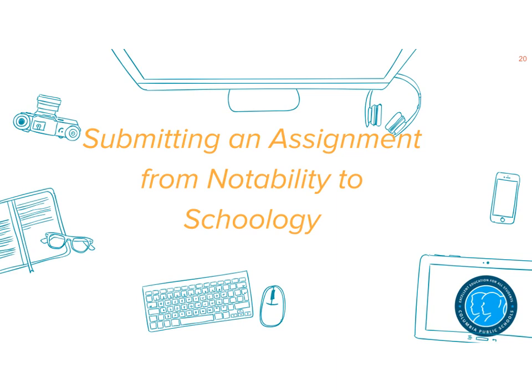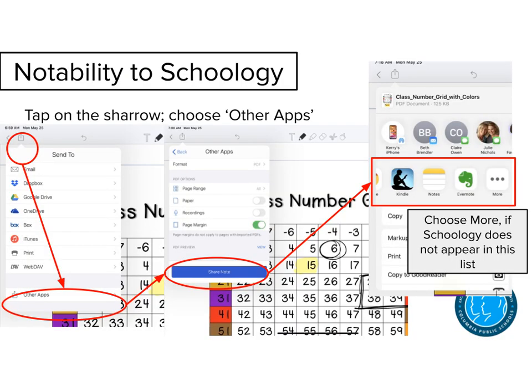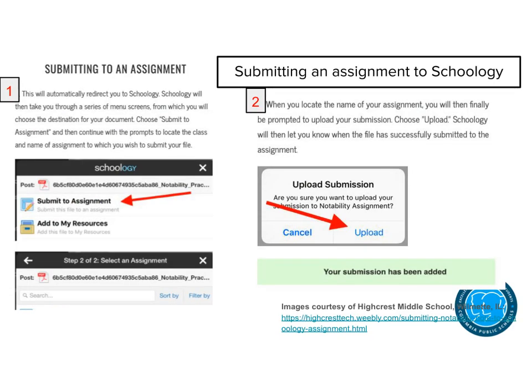Okay, once you have filled out your note in Notability, you're going to want to submit that assignment to Schoology. Once you've filled out your worksheet in Notability and you want to share it with your teacher in Schoology, you will take that note and you will push this Share button right here. And then you will push on Other Apps and then Share Note. Okay. At that point, you're going to get some options of places where you can share it. Schoology, if it doesn't show up in one of these options, click More, and Schoology should show up there.